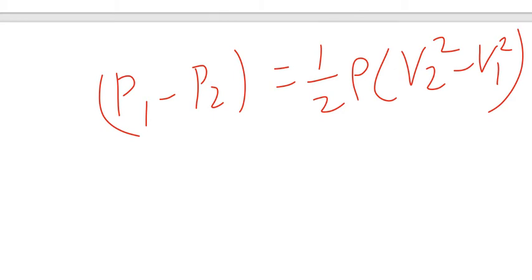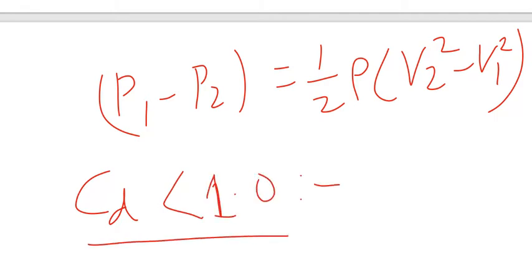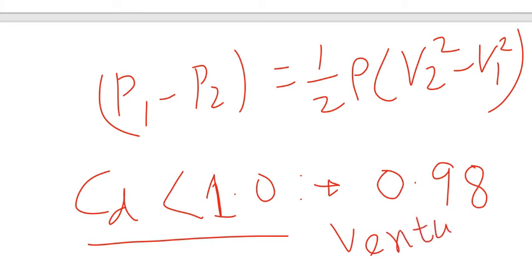But in a real scenario, you always have friction. That's why you need a correction factor, CD, which has to be less than 1. Any meter, Venturi meter or orifice meter, which will have less friction means high CD. So in the turbulent region, CD for the Venturi meter is 0.98, right?